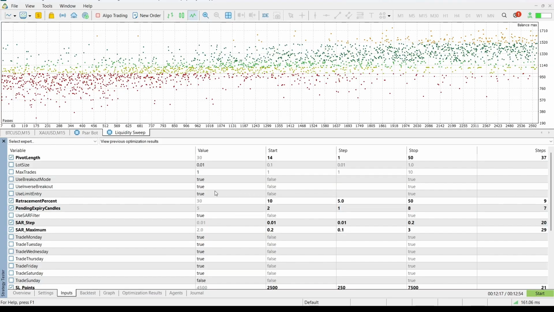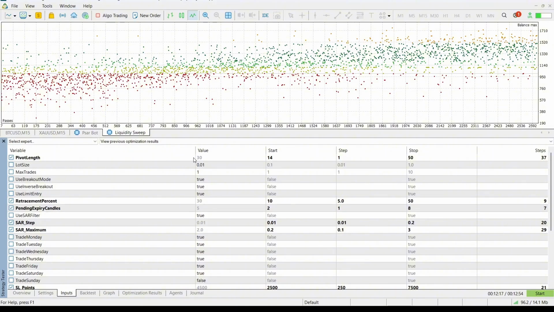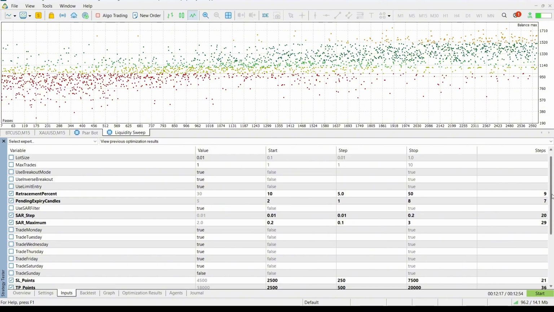Then you can come in here and set values that you want the optimization to run through to give you those exact settings. As you can see over here, I've got a pivot length. I'm telling the optimization to look at between 14 and 50, and the retracement percentage of the candle between 10% and 50%.